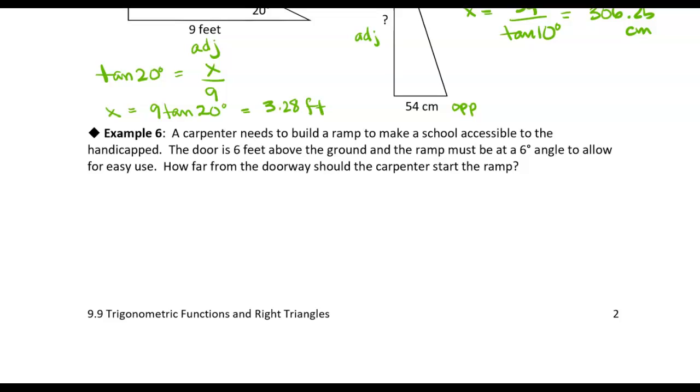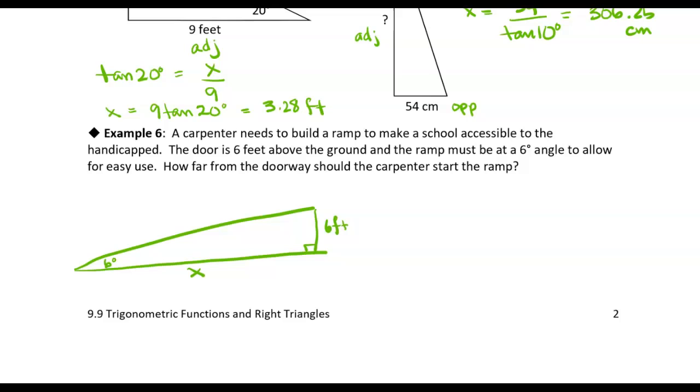All right, so let's just draw what this looks like. Make a little triangle. That doesn't look like 6 degrees, but it's a really shallow angle, 6 degrees, right? So we'll just assume that's 6 degrees. That's the ground. The door is 6 feet up. And what we're asked to figure out is how far the ramp needs to start from the doorway. So we want to find this horizontal distance.